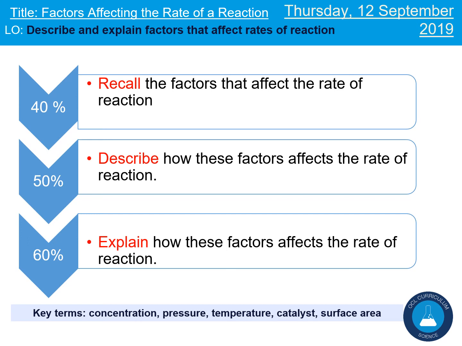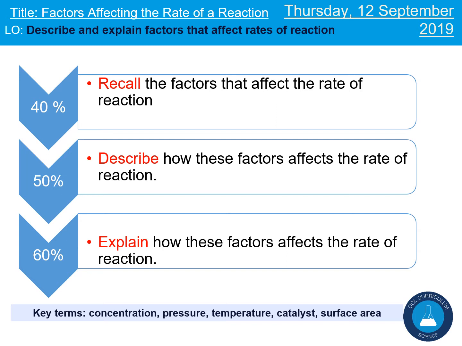Hi everyone, in this video we're going to recap the different factors that affect how quickly a reaction happens, in other words, the rate of the reaction. What do you need to be able to do? Well, you need to be able to name, so recall, the five different factors that affect how quickly a reaction takes place, or the rate of a reaction.